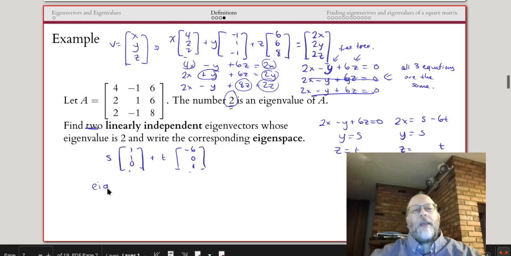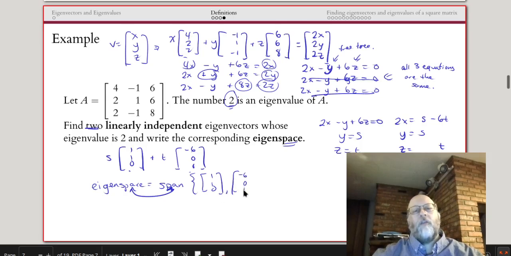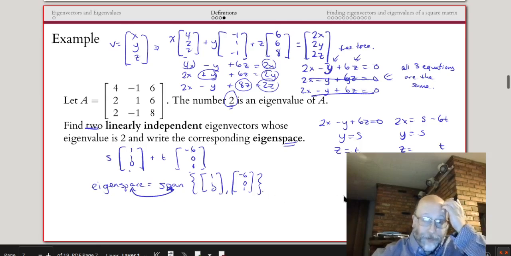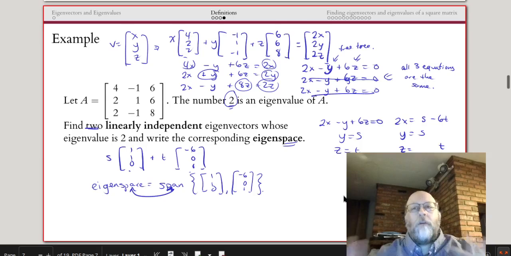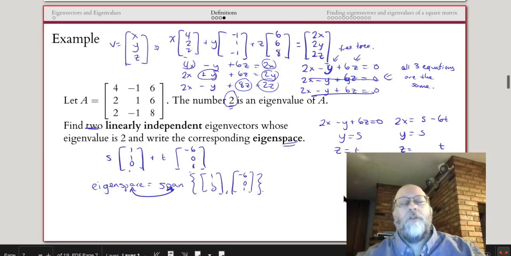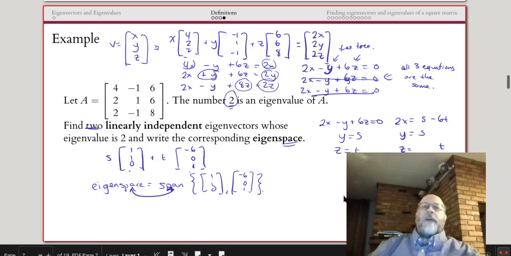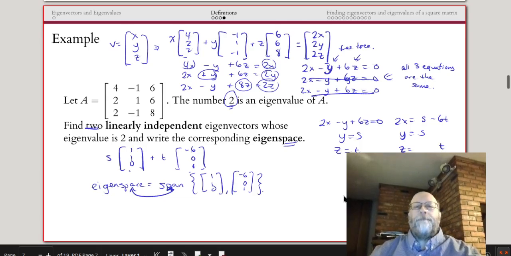The eigenspace is the span, is a space, and all subspaces are spans, of the vectors (1, 1, 0) and (-6, 0, 1). As I mentioned, later on we'll have a shorter way of doing this example, but this is how we could do this example here.